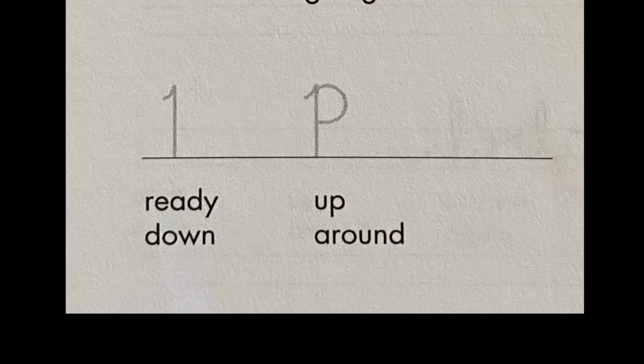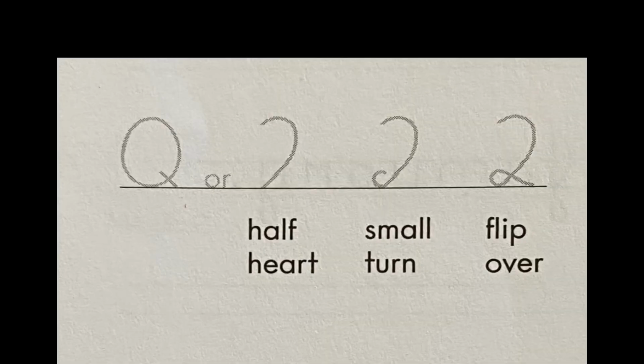Now for the capital letter P, you're going to make the ready down movement, then back up and around to close the capital letter P. For the capital letter Q, you have 2 choices. You can write it like you would if you were writing in print, or you can practice the half heart, small turn, flip over, capital Q. You might remember we used this half heart technique when we were writing the lowercase z.